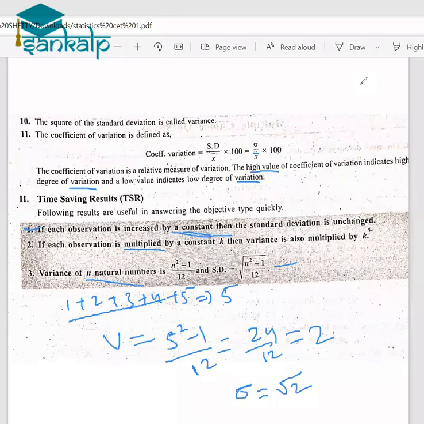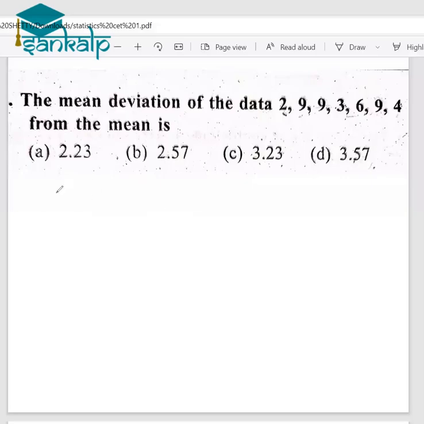So example number 1. The first question we are considering is: the mean deviation of the data 2, 9, 3, 6, 9, 4 from the mean is. So we need to apply the formula for mean deviation using the mean.